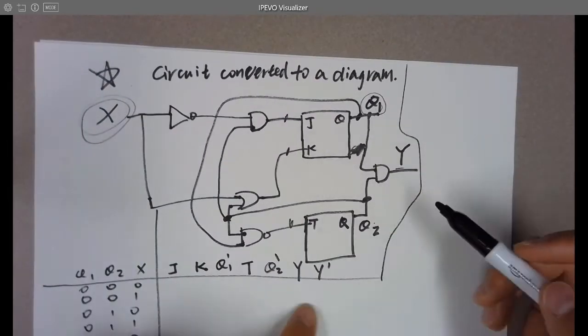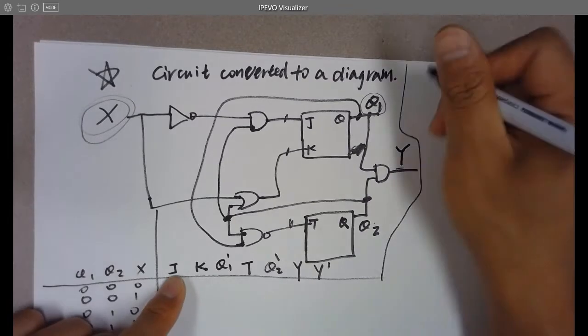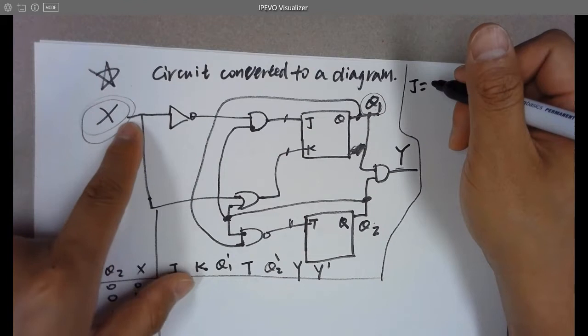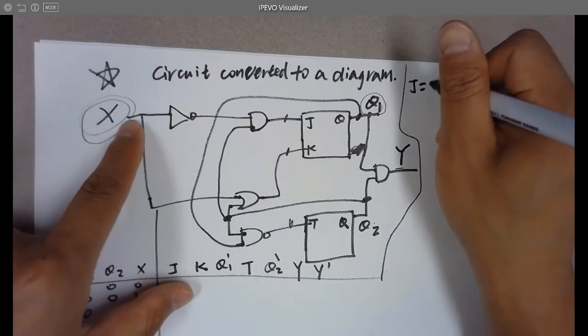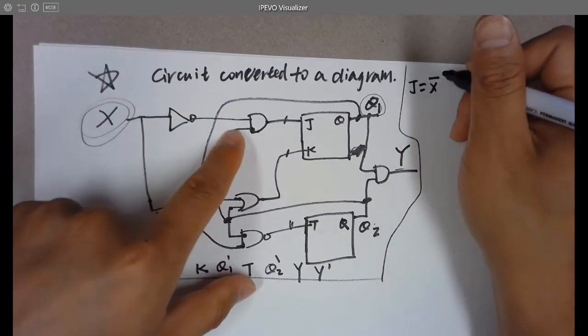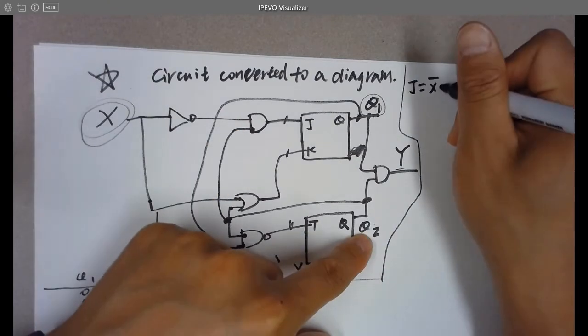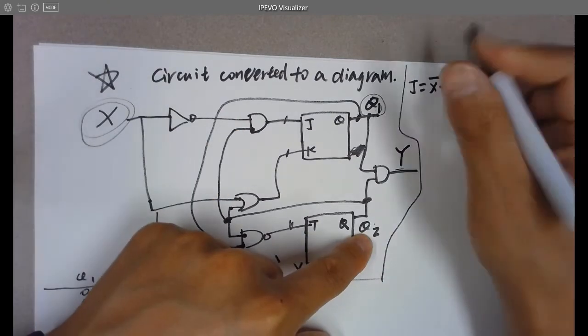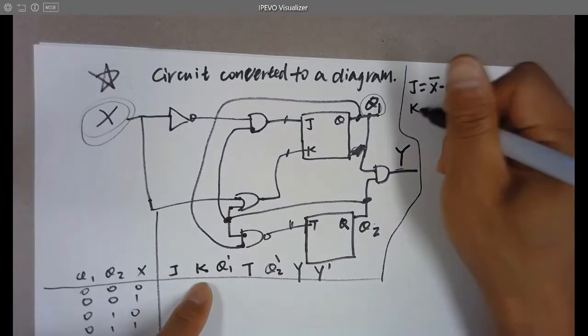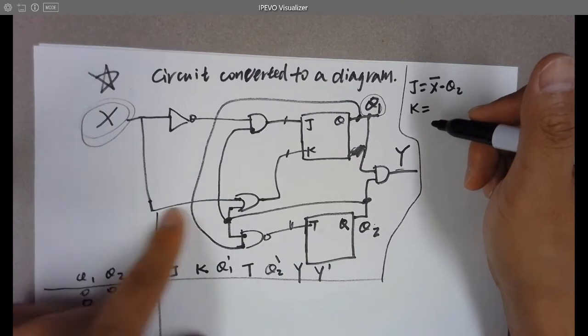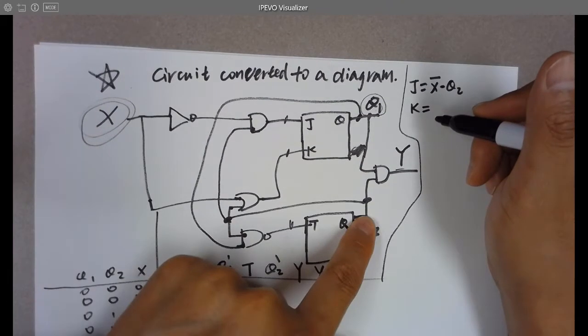So for example, the first one we need to know is J. So what is J? J is actually X bar, X not, and Q2. And what is K? K is X or Q2.